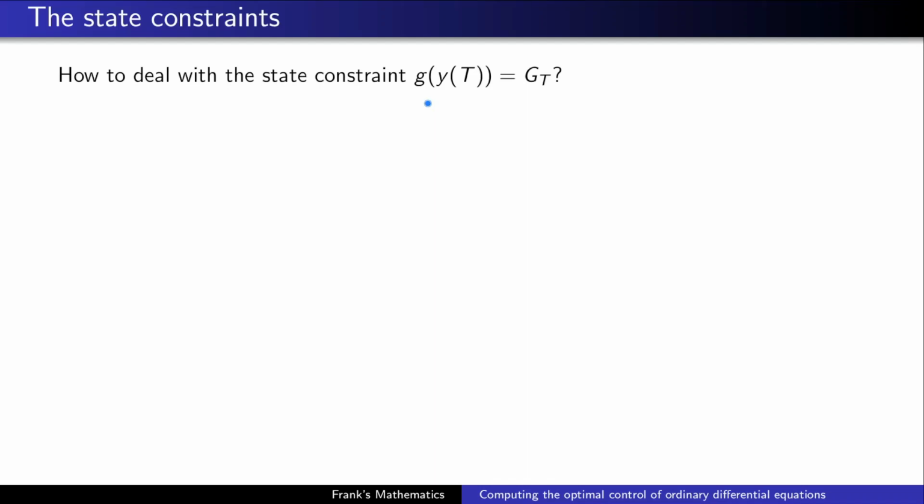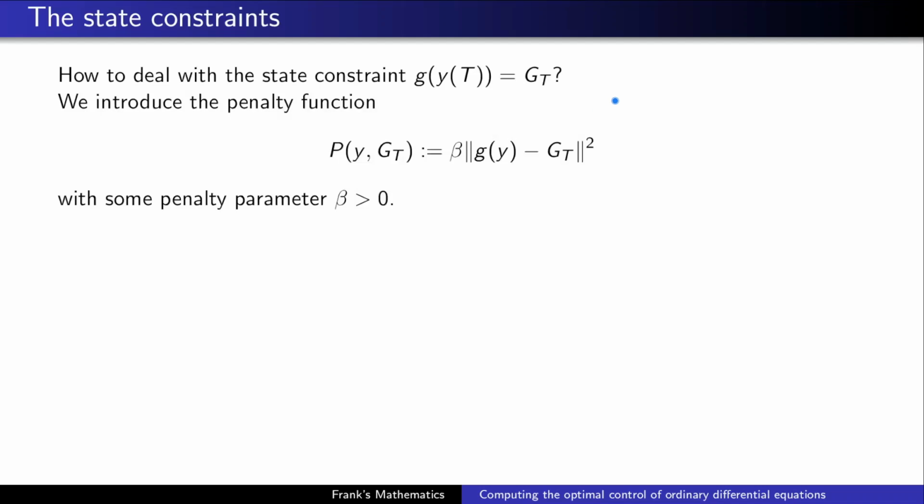reformulate, or can we approximate this constraint in such a way that it is easier and more accessible to our algorithm? And I'm pretty sure you've seen the next step. We just introduce a penalty function. The penalty function takes two arguments, the state y and our constraint parameter g of T.